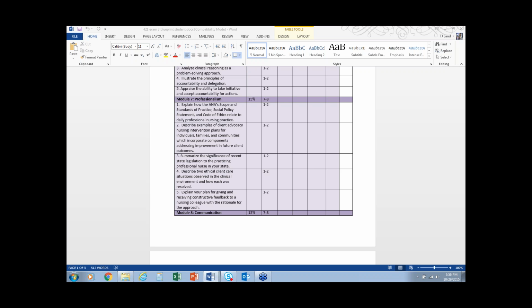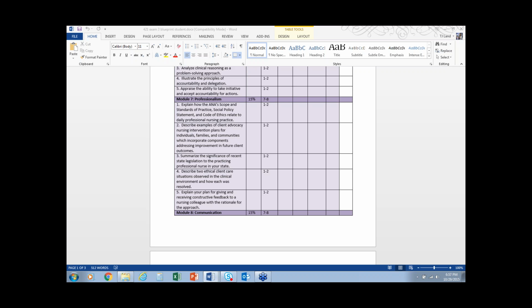So number 4 says you should be able to describe 2 ethical client care situations that you've observed in the clinical environment and how each of them were resolved. So these are, of course, the situations that we've talked about. How about a physician pushing someone for an abortion without allowing the patient the opportunity to consider the options? How about the withdrawal of care, extubation of a patient, when the medical power of attorney says yes, but another child says no?